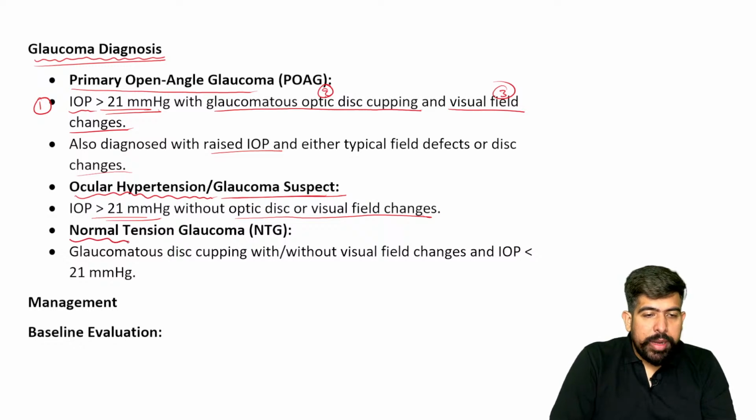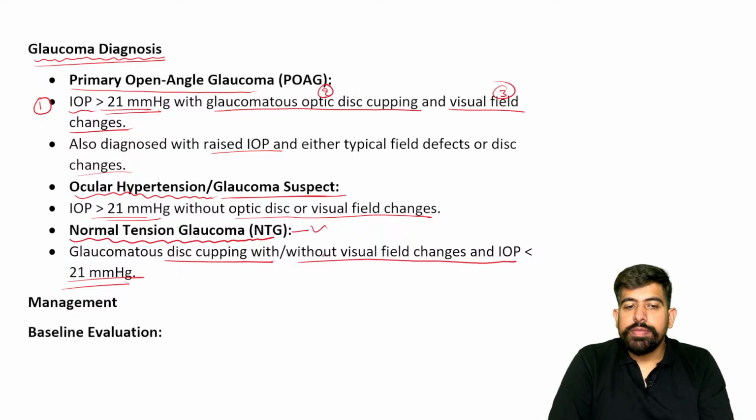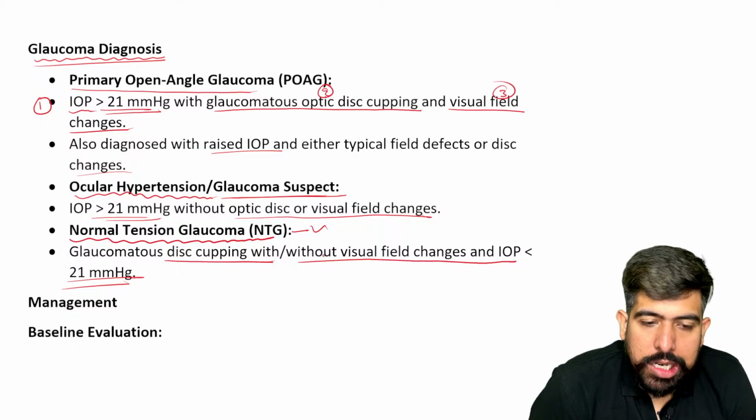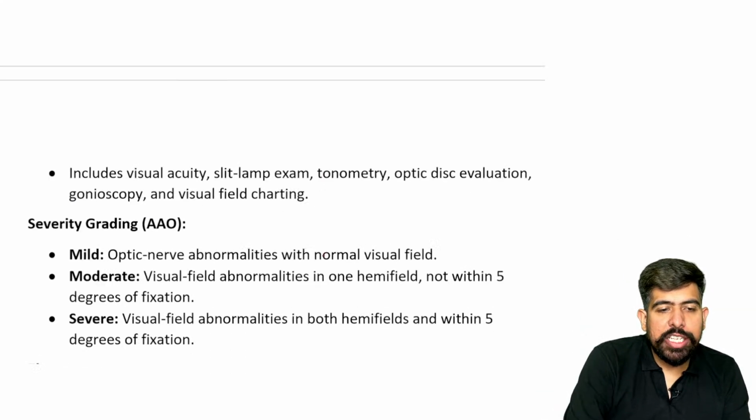But what is normal tension glaucoma? As we talked about, if there is glaucomatous disc cupping with visual field changes and the intraocular pressure is less than 21 mmHg, that is known as normal tension glaucoma.